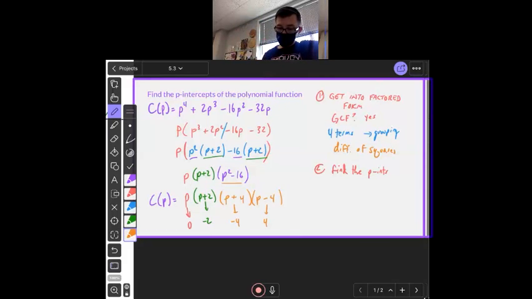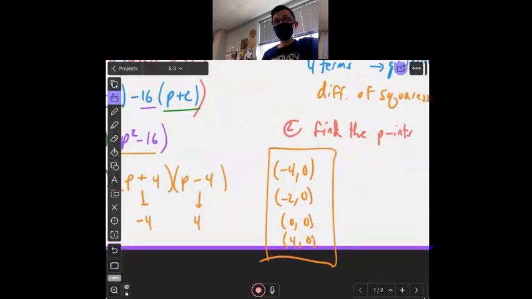The other thing here is that they want intercepts, which are points. They're not just values. Zeros are the x value that makes y 0. Intercepts are points. They have x and y coordinates. So you need to make sure you're writing them as points. So the smallest one there being negative 4, and then negative 2, and then 0, and then 4. So those are the x values when y is 0, or the x values that make y 0.